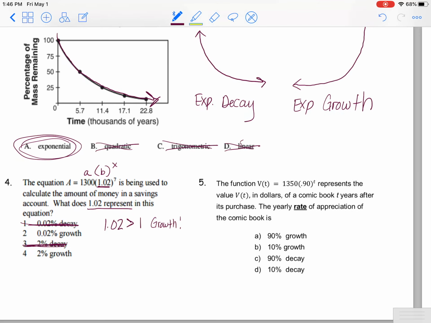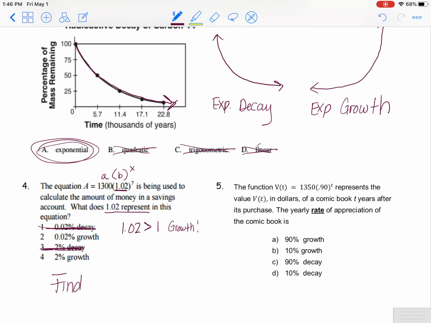I don't know if you remember from the very first video that we went over how to find a percent. To find the percent, you need to take that value and subtract 1 from it. I think on our little cheat sheet it said b minus 1. If I subtract 1 from it, I get 0.02. But because we're trying to find the percent, we've got to multiply this by 100. If you multiply that by 100, you get 2%. So the answer would be option 4.